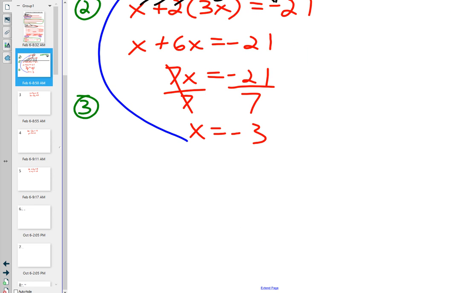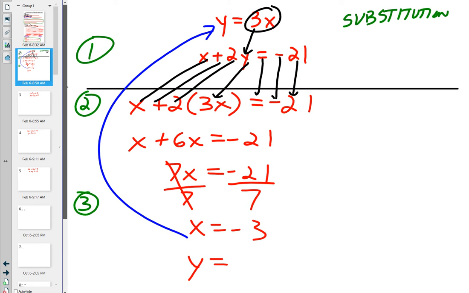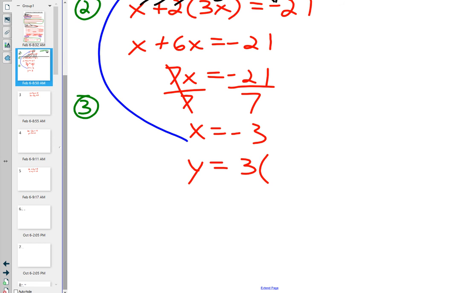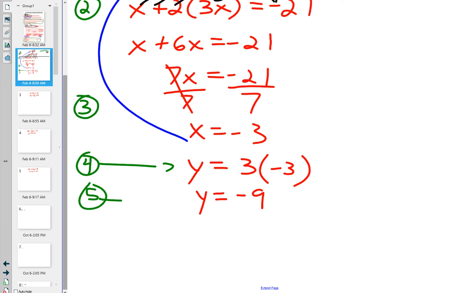And that'll be step 4. You substitute again. I'll say y equals. Up there it said 3x. But now I know that x is negative 3. So y equals negative 9. Step 4 was when I substituted over here. Step 5 is when I solved.